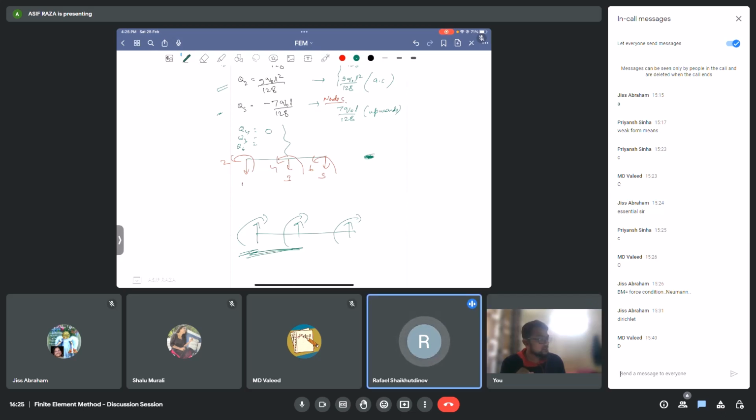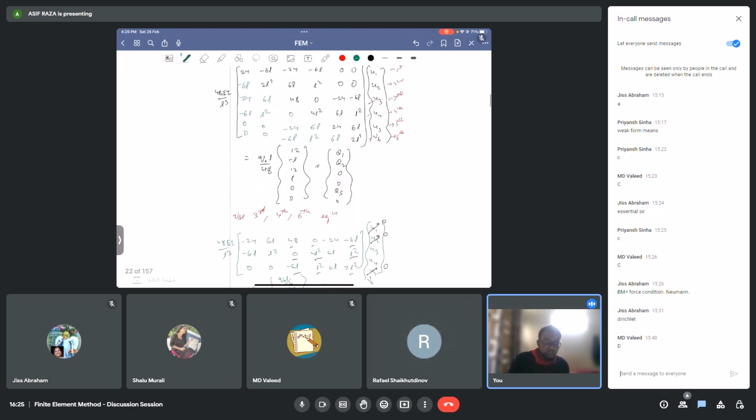Okay, but what I don't understand is, we change the sign convention here, but we use the same stiffness matrix, and it looks like we use all the same. I don't understand what was changed. What changes?